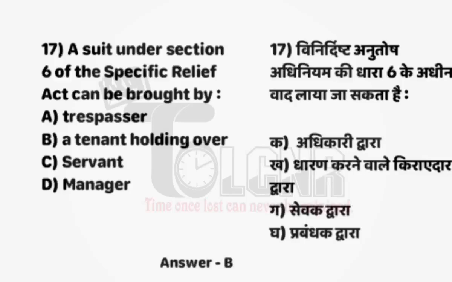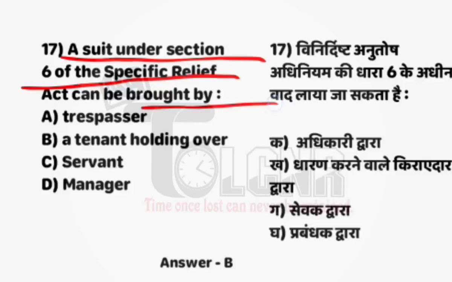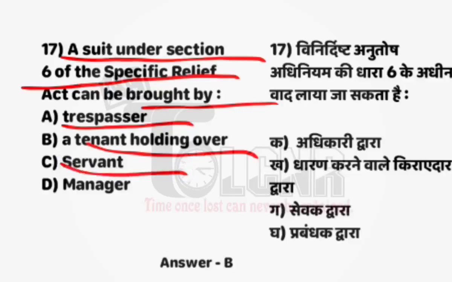Next question is, a suit under section 6 of Specific Relief Act can be brought by. First option is trespasser. Second option is a tenant holding over. Option C, servant. Option D, manager. Option B is correct. A tenant holding over. A suit under section 6 of the Specific Relief Act can be brought by a tenant holding over, right?